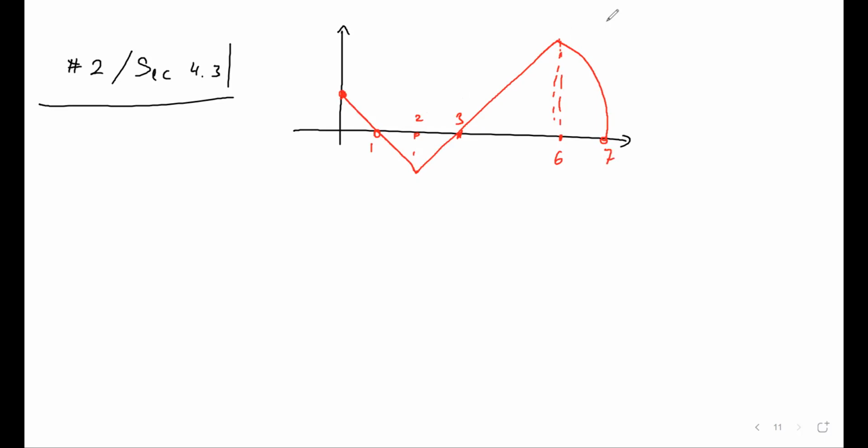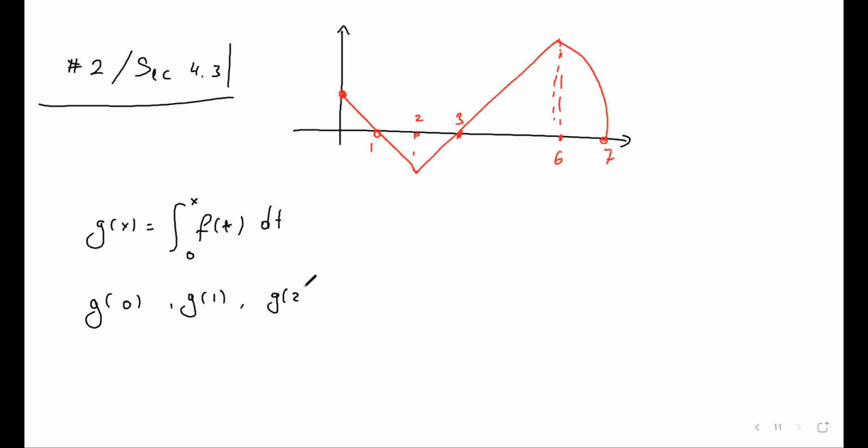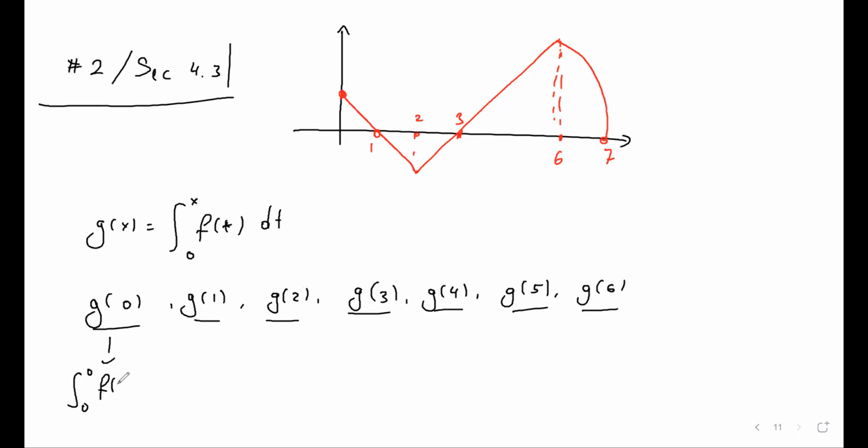All right, so he says here, evaluate g of x. Well, the function g of x is the integral from 0 to x of f of t dt. So he says evaluate g of 0, g of 1, g of 2, g of 3, g of 4, g of 5, and g of 6. Evaluate all of these numbers. I'm going to do just a couple of them. So g of 0 will be the integral from 0 to 0 of f of t dt. So that means 0. So there's no area. It's just a point here.